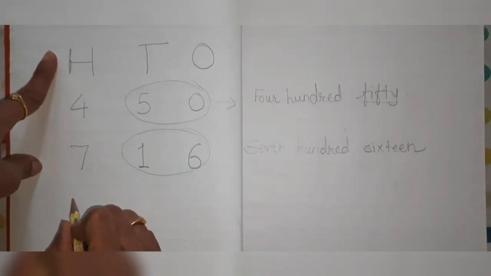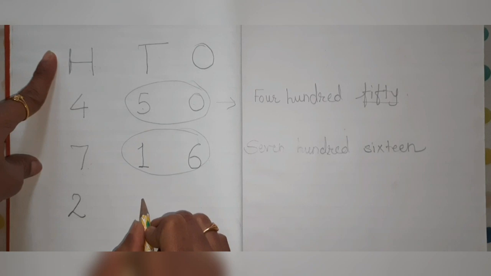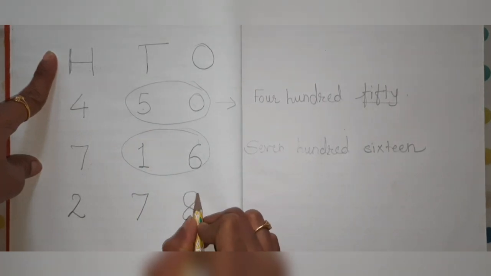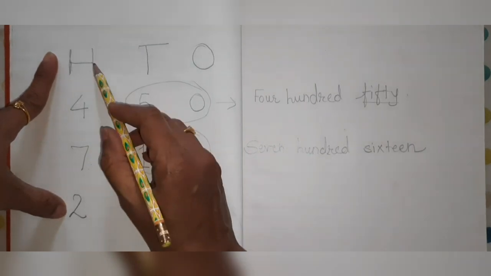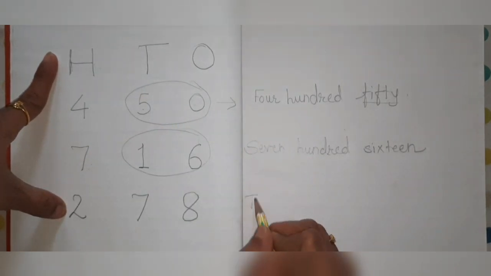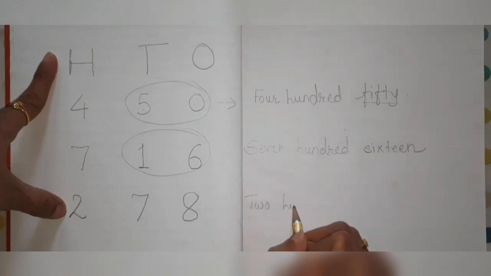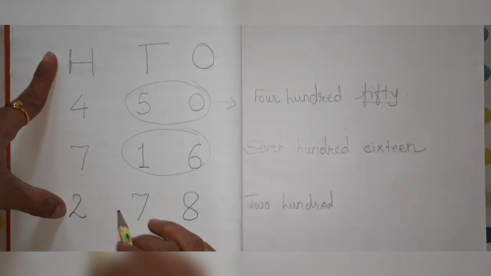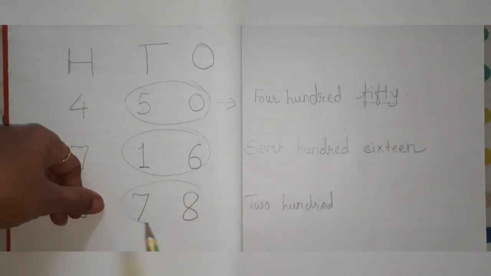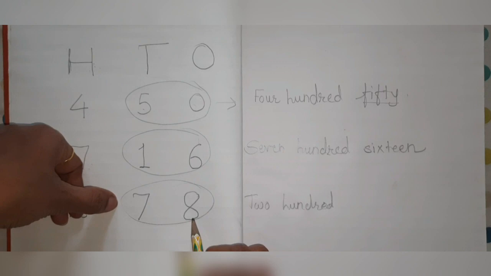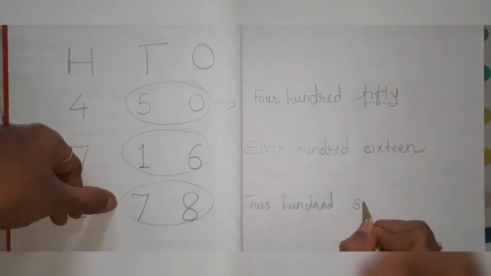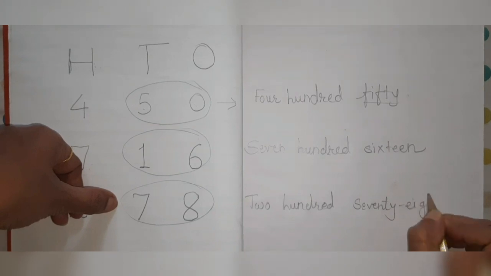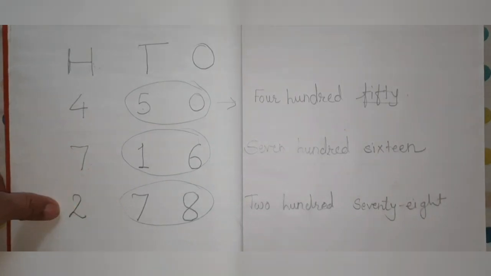Okay, one more sum we'll see here. I'll take here 2, 7 and 8. So 2 is in the hundreds column, so we write 200. Then 78, like this way it is there. Two numbers together, so 78. Like this way we read this number.